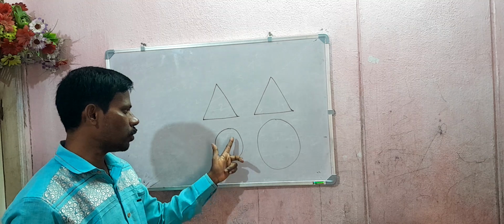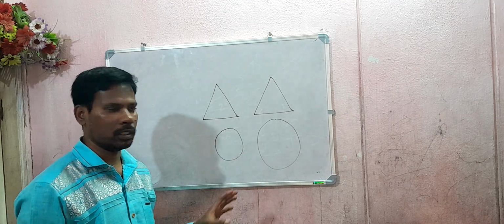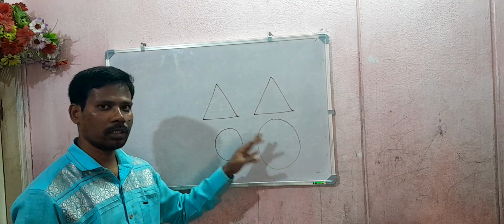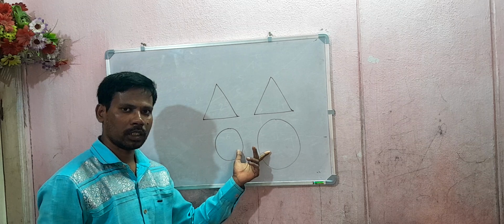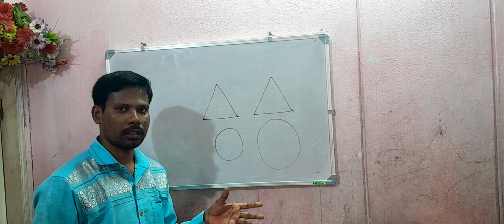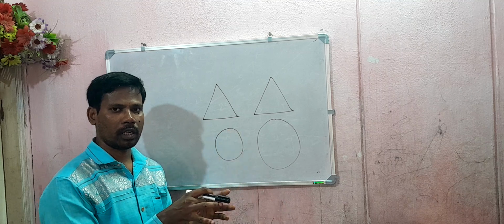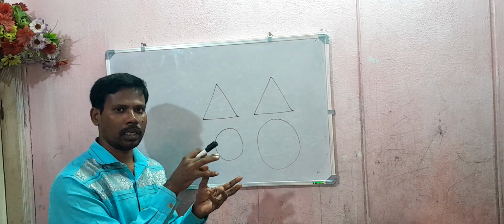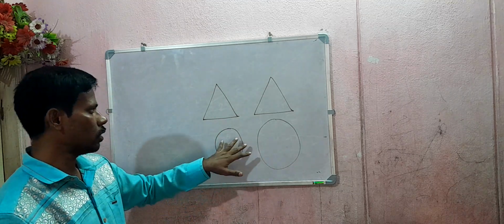But look at the second example. This circle is small but this circle is big. They have similar features. That means they are not congruent, they are similar. Like twins, they look alike, they are similar. You can't say they are congruent because one cannot fit into another. So don't go too deep into that.